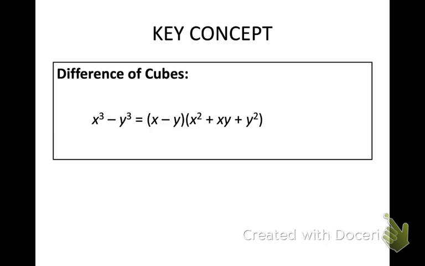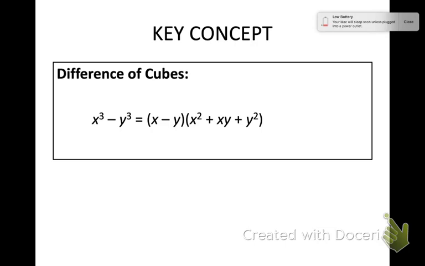So whenever you have x to the third minus y to the third, and you're asked to factor it, your result is always going to be a binomial times a trinomial. Oh, my battery's going to die. We can do it.